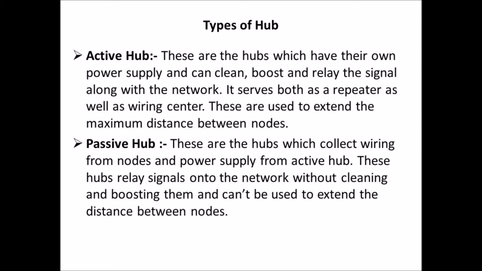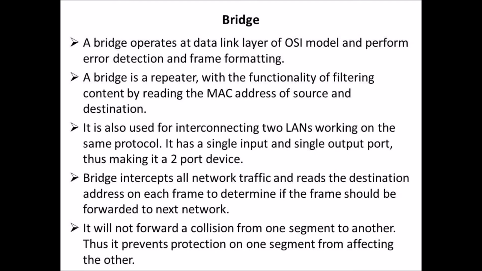Second one, passive hub. These are the hubs which collect wiring from nodes and power supply from an active hub. These hubs relay signals onto the network without cleaning and boosting them and cannot be used to extend the distance between nodes.